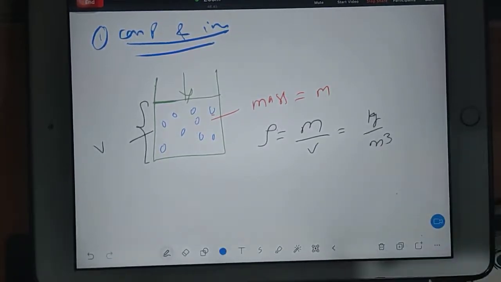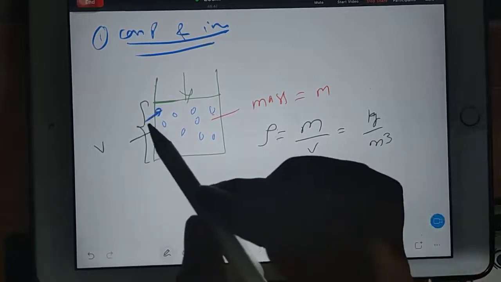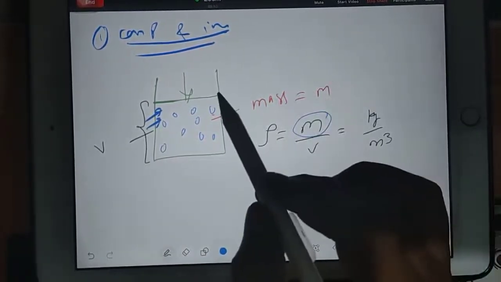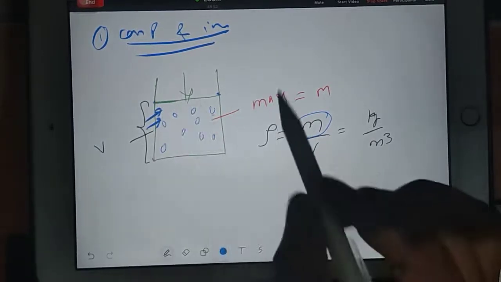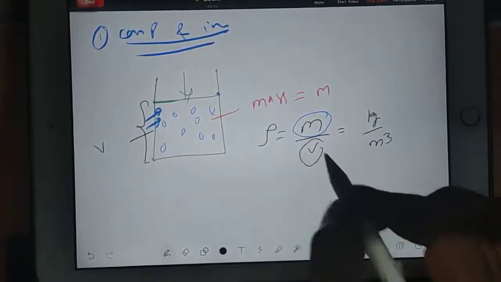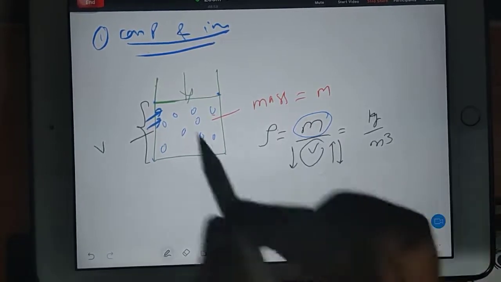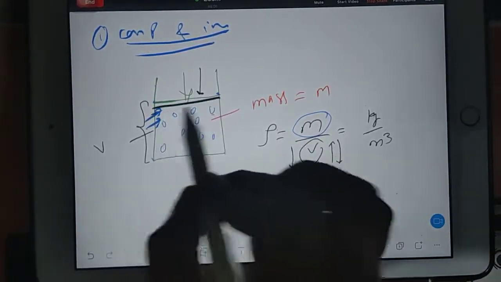Okay, now try to understand. If you want to compress this gas, then mass you cannot change because there is no leakage through which you can send mass inside. But volume you can increase or decrease. So suppose you are decreasing the volume, it means bring the piston down.